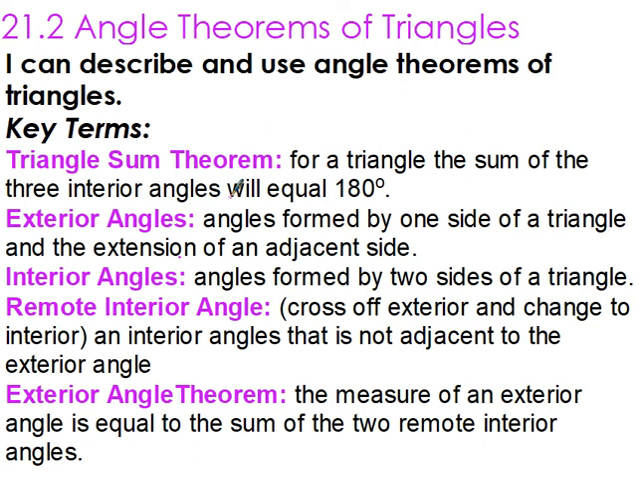This is 21.2 Angle Theorems of Triangles. We're going to learn about different rules and theorems about triangles and how we're going to use those in context. A lot of key terms, obviously, again. The triangle sum theorem is when all three angles of a triangle add up and equal 180 degrees. This is a really important property of triangles that we will use a lot.